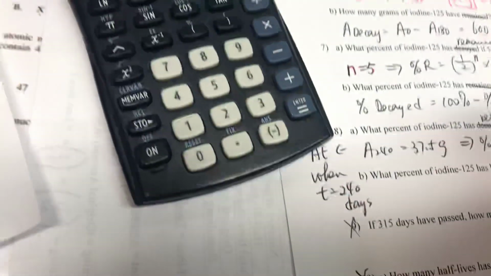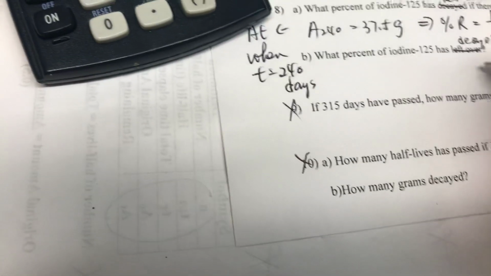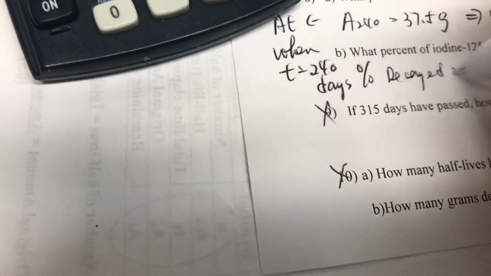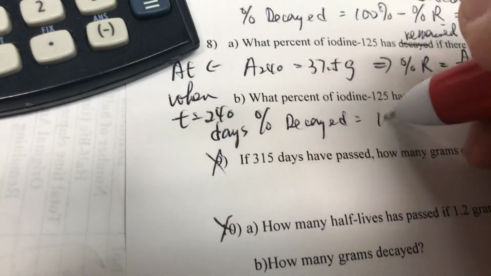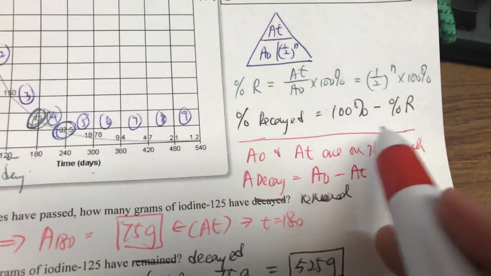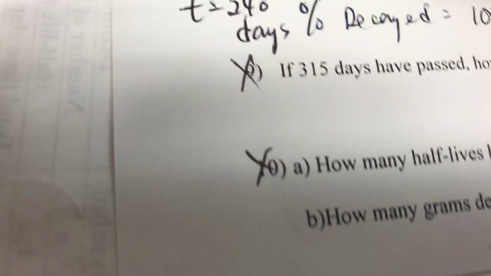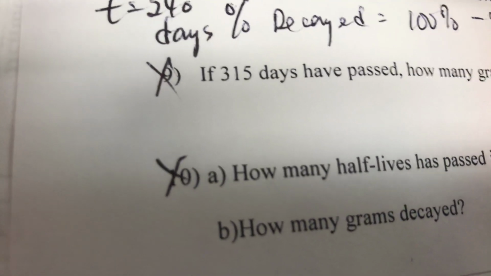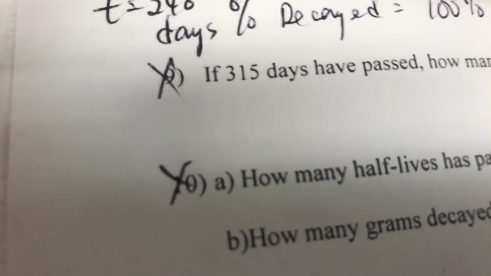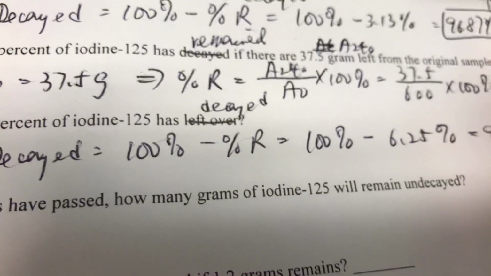And then for the percent decay, it's the same idea. My percent decay is 100% minus how many percent remain, which is right here. I'm using this formula, so I will get 100% minus 6.25%, and I will get 93.75%.